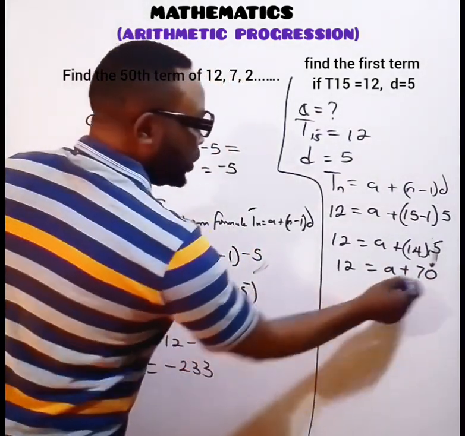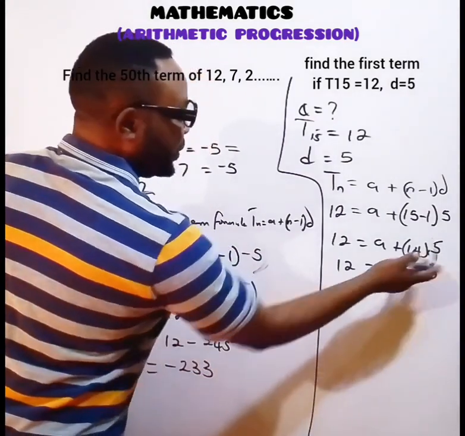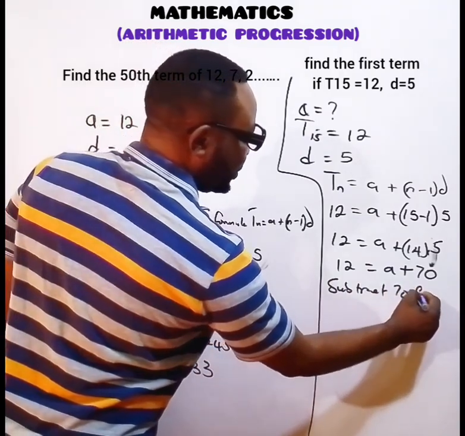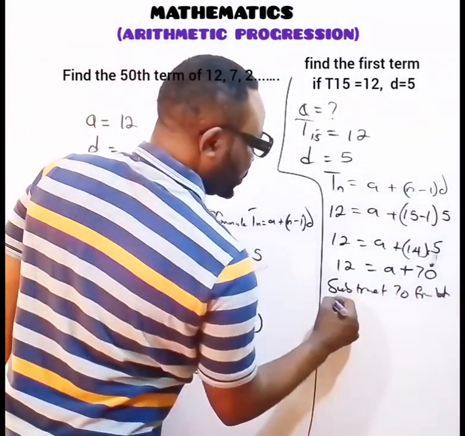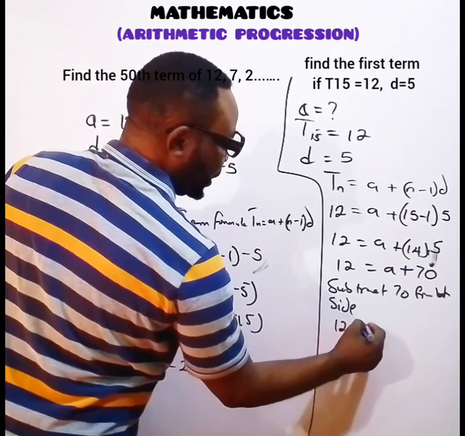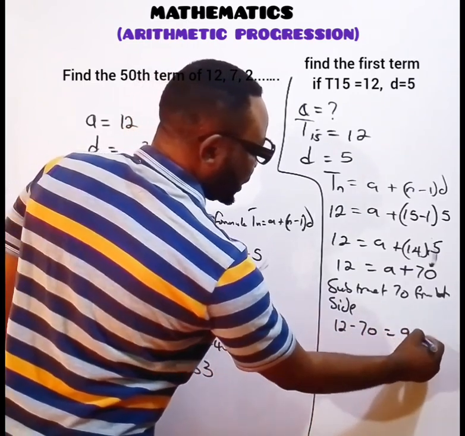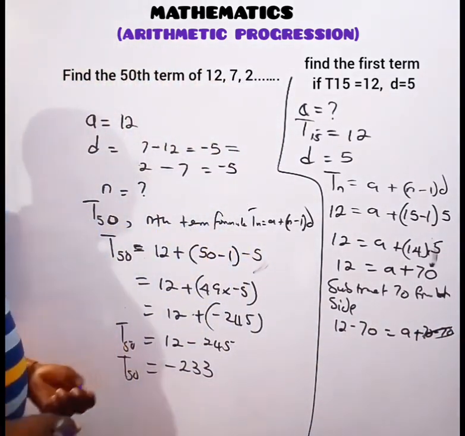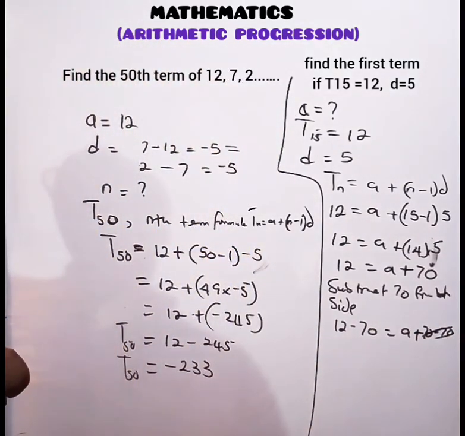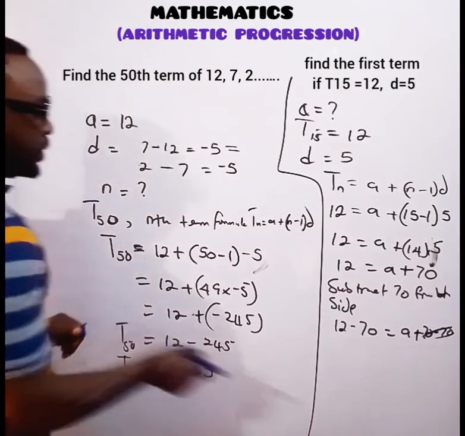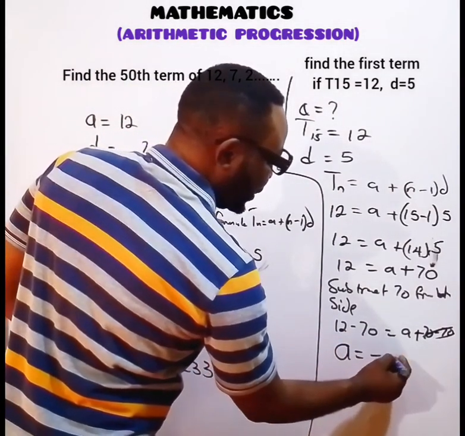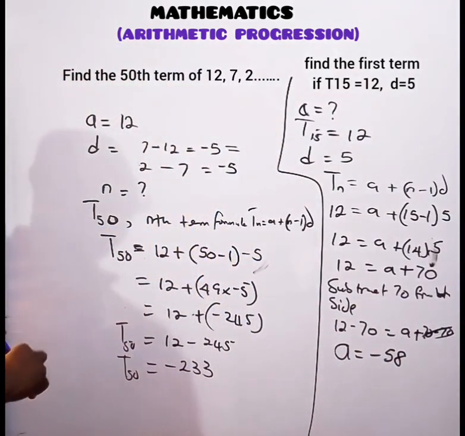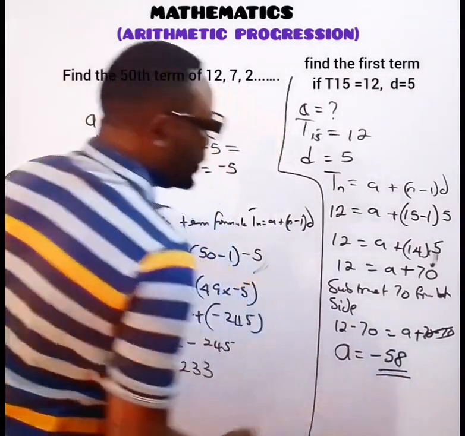So therefore, we have to subtract 70 from both sides. We are having 12 minus 70 is equal to a plus 70 minus 70. The plus 70 and minus 70 neutralize one another. 12 minus 70 will give us a is equal to minus 58. So the first term here is equal to minus 58.